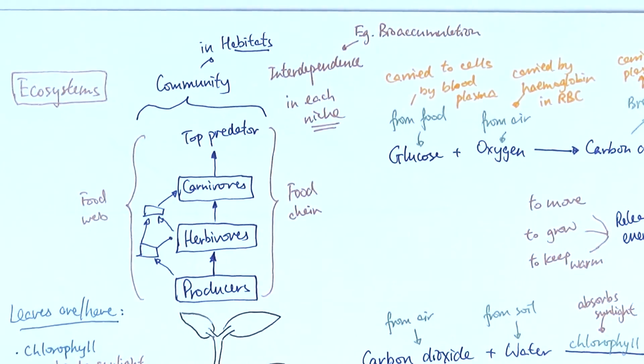So this is talking about the whole ecosystem with the various different organisms, all as a community living in the same habitat. Within the community, they have their own niche, their own role, and they all depend on each other, called interdependence. And an example of how they might affect it would be bioaccumulation, how the effect on one small little animal can have an effect later on in the food chain.